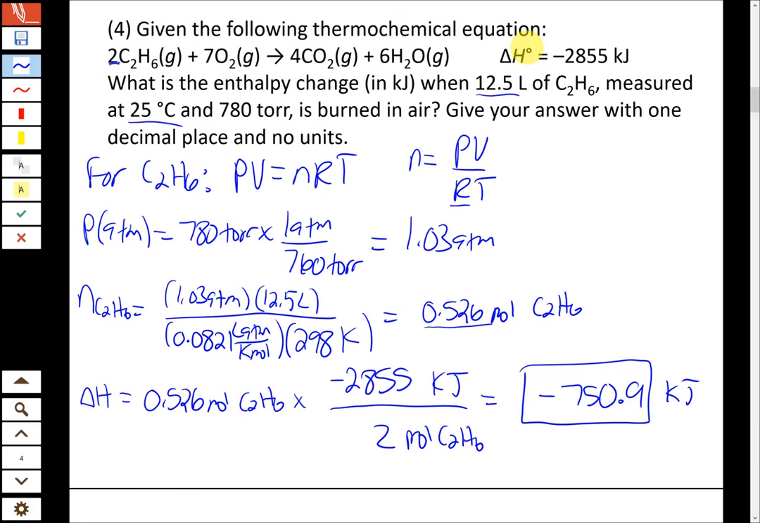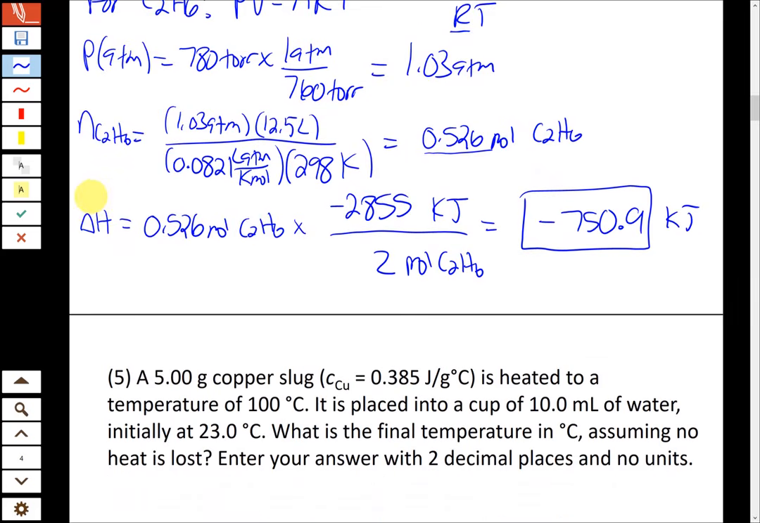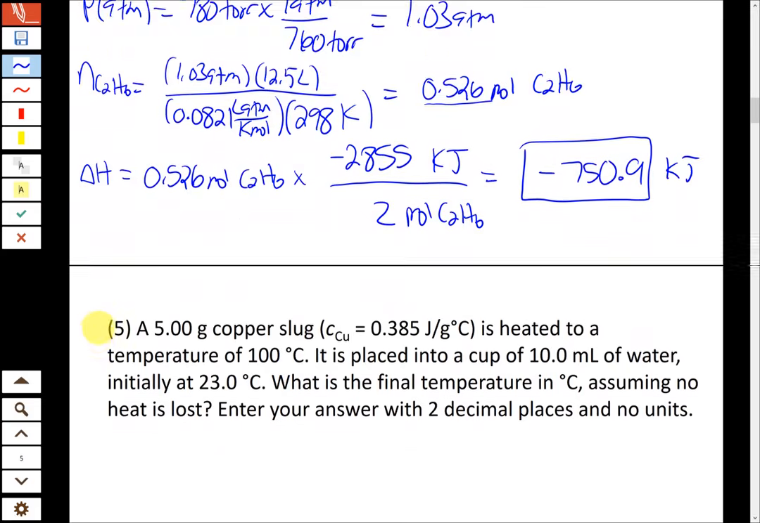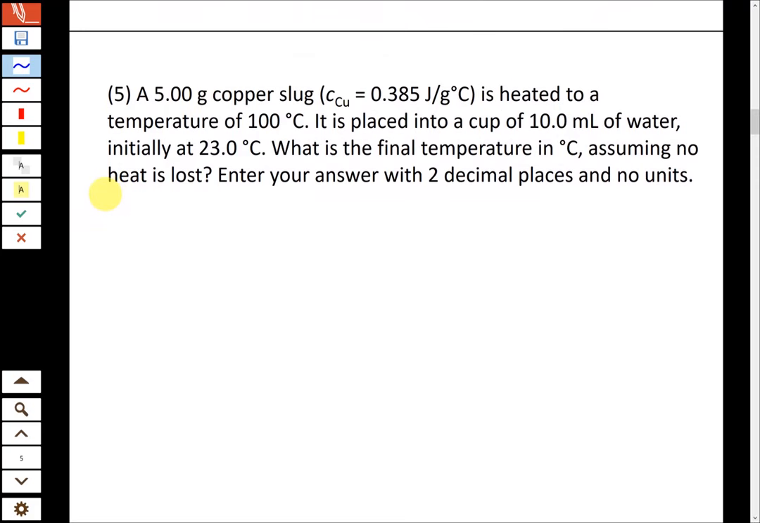Okay. All right, on number 5 then. Doing okay on time. All right, so number 5, we have a 5-gram copper slug. That just means it's not an animal, it's just a piece of metal. And it's heated to a temperature of 100 degrees Celsius. It's placed into a cup of 10 milliliters of water, initially at 23 degrees Celsius. What is the final temperature in Celsius, assuming no heat is lost? And then enter your answer with 2 decimal places.